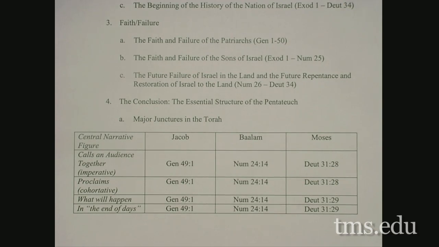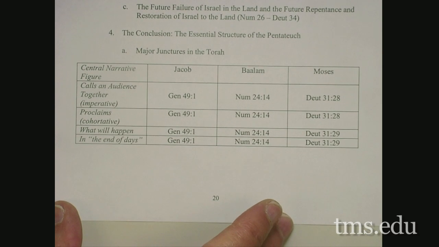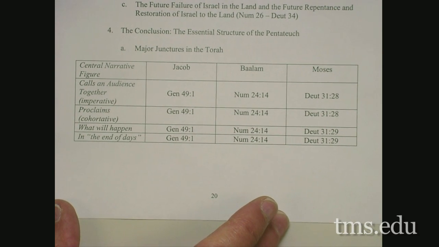And I give you his outline, with the faith and failure of the patriarchs, followed by the faith and failure of the sons of Israel, anticipating the future failure of Israel in the land as the foundation for the future repentance and restoration of Israel to the land that takes place in the latter part of the Torah. But now, just taking a look at why does he divide it in these three ways? Obviously, his statements flow out of his understanding of the structure of the Torah. But from Sailhamer, I think we can get the essential structure of the Pentateuch.